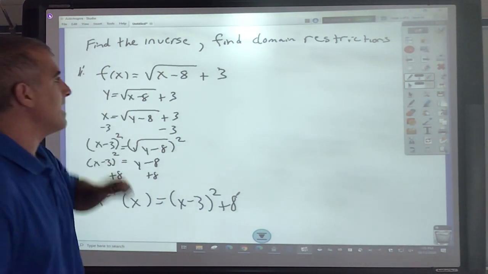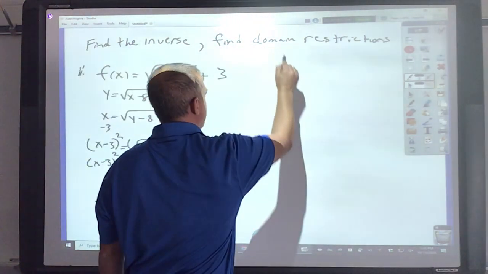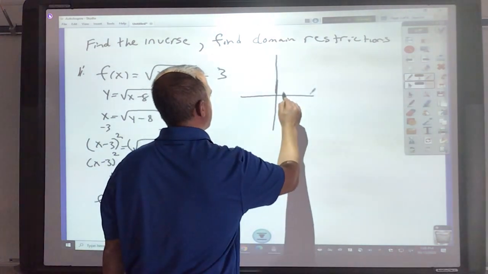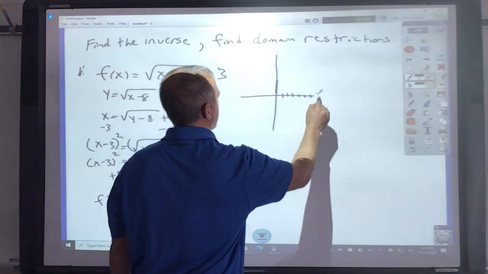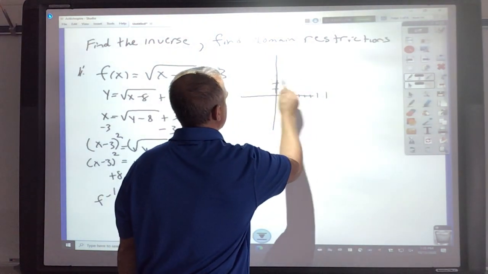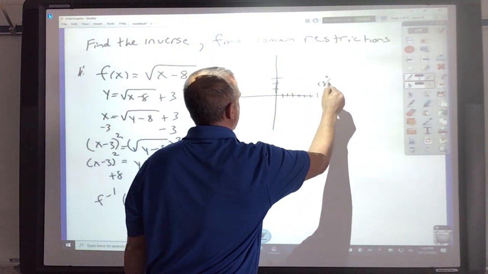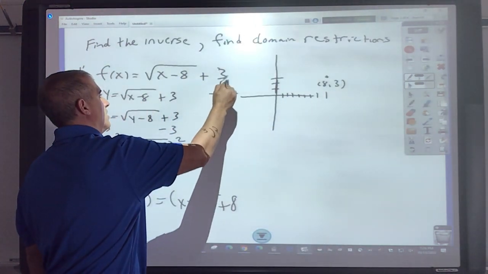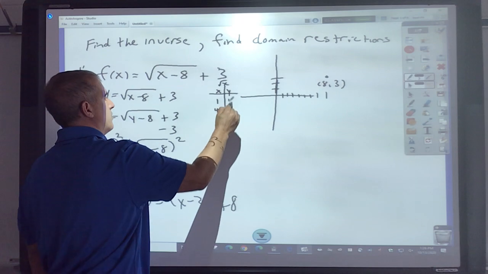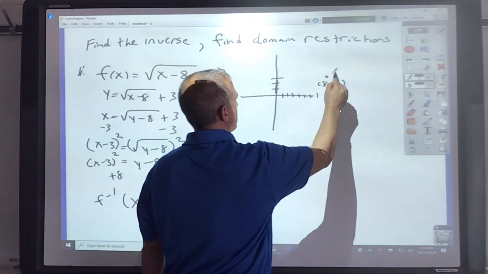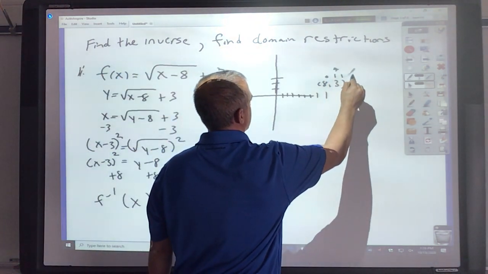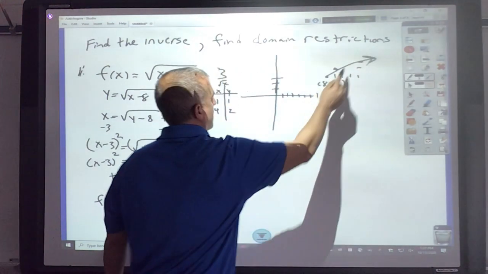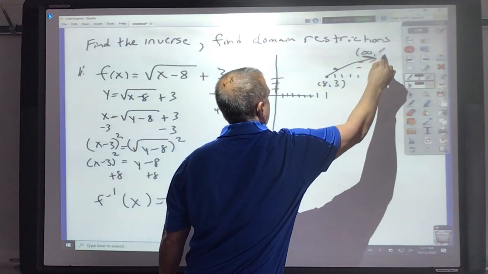Now let's talk about the domain restrictions. So let's think about if I graph this simple graph here. Here would be my anchor point, 8, 3. We talked about how to make a table. You guys are all good at this by now. Square root of x is 1 and 4, so 1 and 2. So 1 over 1 up, 4 over 2 up. So this is what it would look like, going to infinity, infinity.